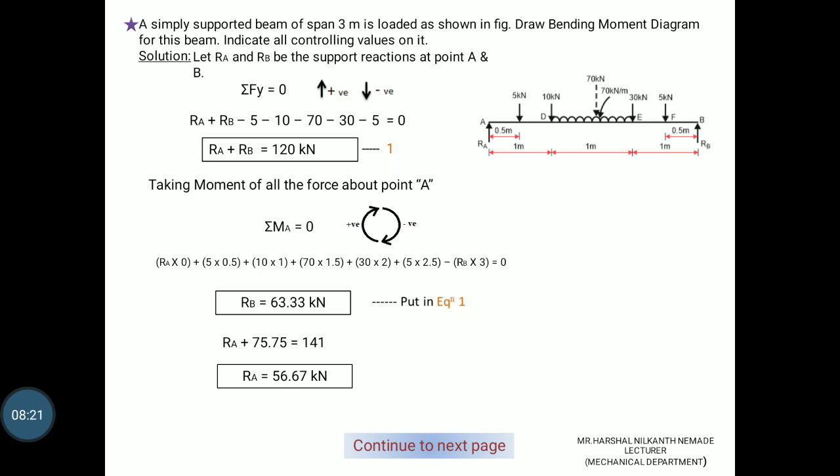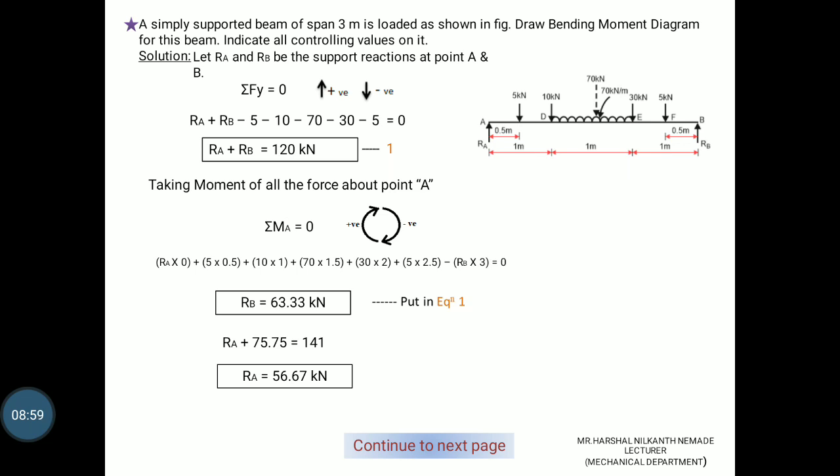So let RA and RB be the support reactions at points A and B. Summation of Fy is equal to 0. Upward force positive, downward force negative. RA plus RB minus 5 minus 10 minus 70 minus 30 minus 5 is equal to 0. So the total UDL is 70 kilonewton per meter. I have calculated the point load as 70 kilonewton per meter multiplied by 1, so the same value I will get. I will mark it in the center of the UDL. That will be a point load of 70 kilonewton.